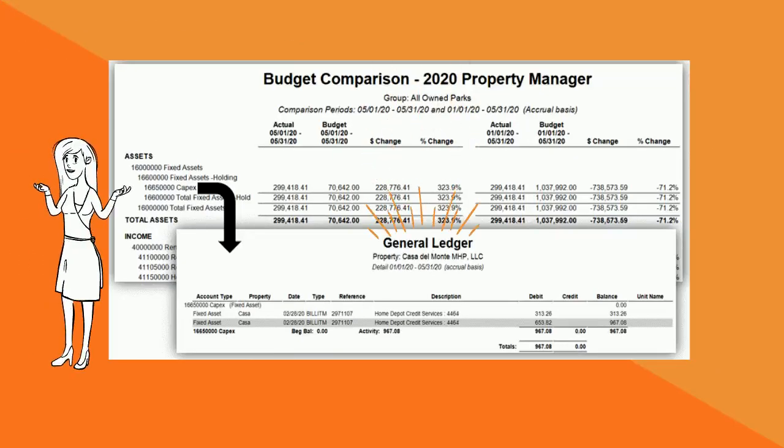First, let's talk about the general ledger. The general ledger accounts make up our financial statements. All financial activity that goes on at a park has a home in one of the general ledger accounts. When looking at the budget comparison, you will see each general ledger account has an account number and an account description.